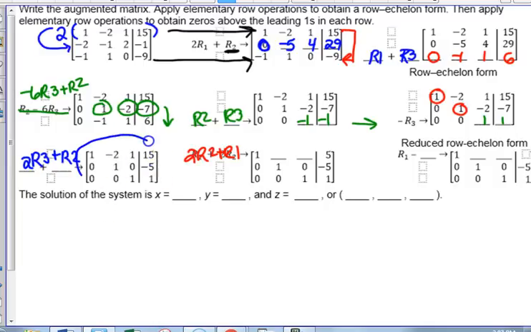If I gave you this matrix and I said take 2 times row 2 and replace row 1, what would you get? 2 times 0 added to 1 would be 1. 2 times 1 added to negative 2. 2 times 0 added to 1. 2 times negative 5 would be negative 10 added to 15 would be 5.